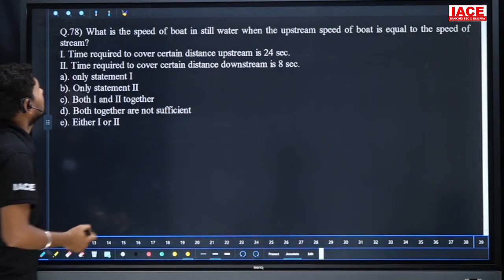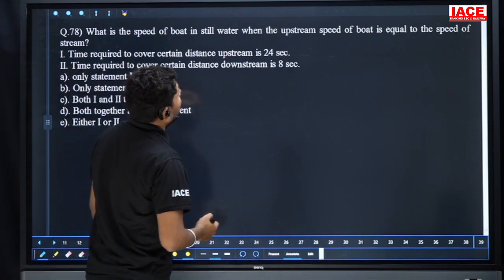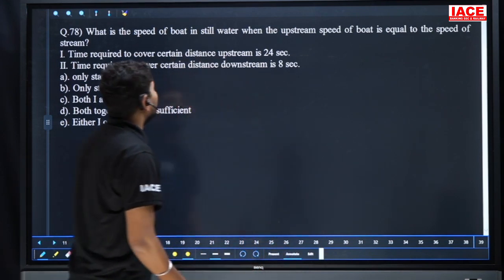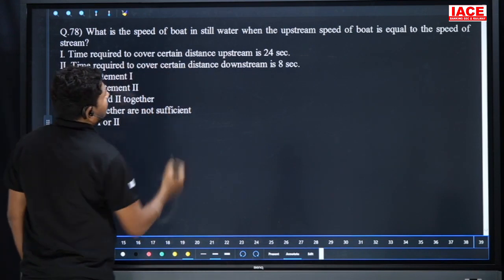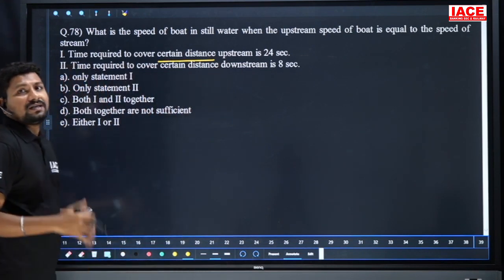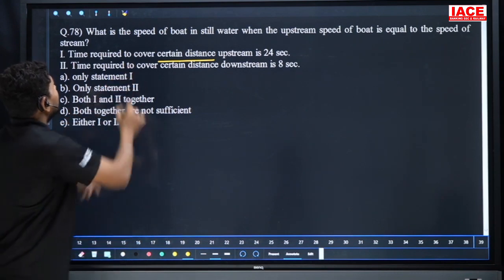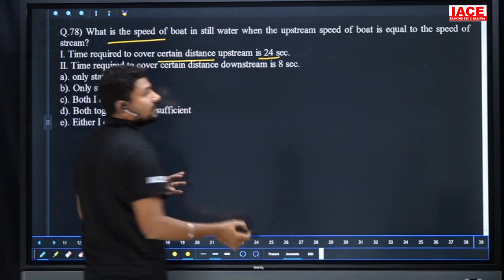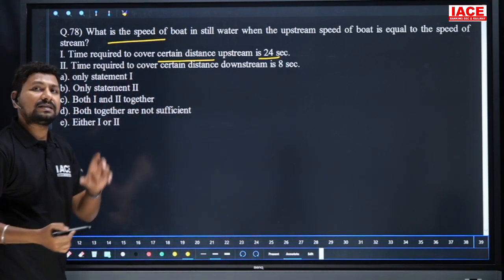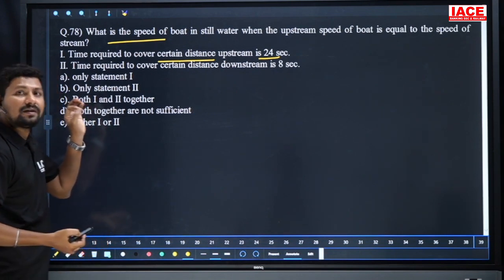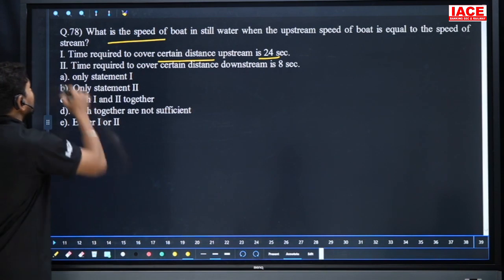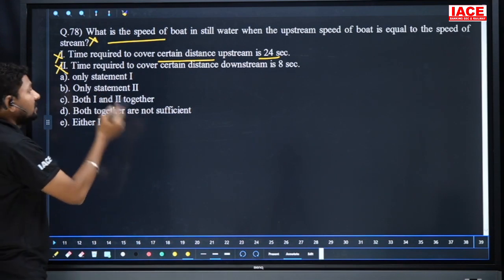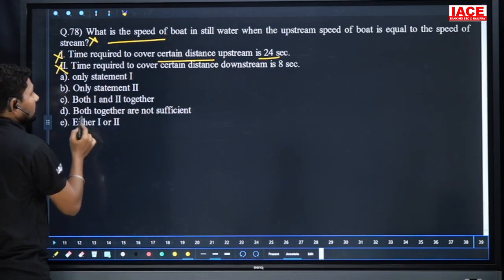Question number 78. What is the speed of the boat in still water when the upstream speed of the boat is equal to the speed of the stream? We require that they are given such a measurement: time required to cover a certain distance. So without knowing the distance you can't calculate. For speed, what is required? Distance by time. But they have given only timings. Without knowing the distance, is it possible to calculate a particular speed? No. Here distance is not measured, here also distance is not measured, and in the question also distance is not mentioned. Then what is the answer? Both together are not sufficient.